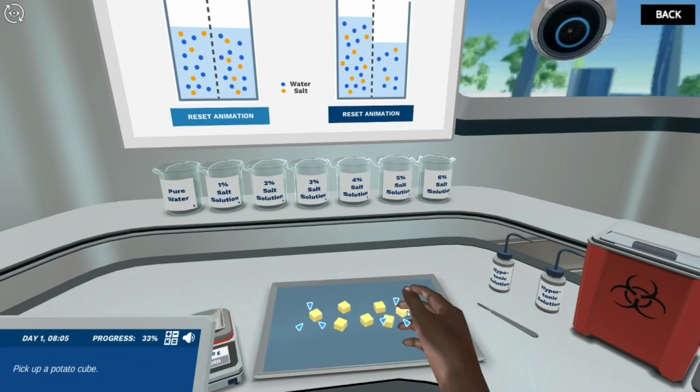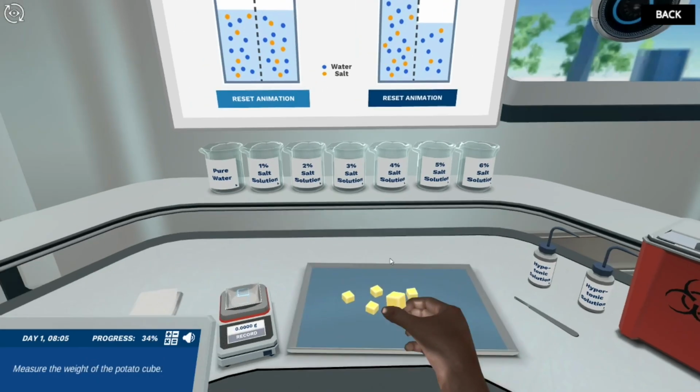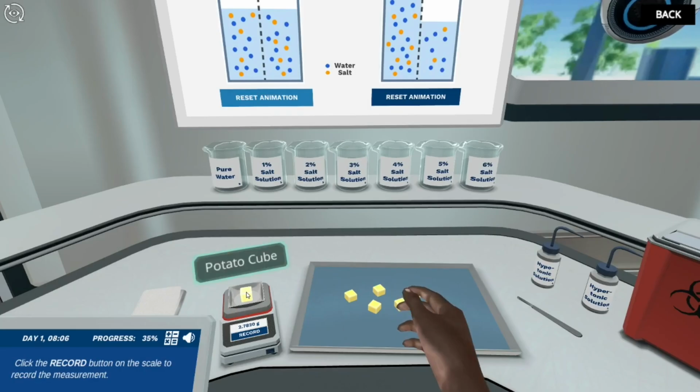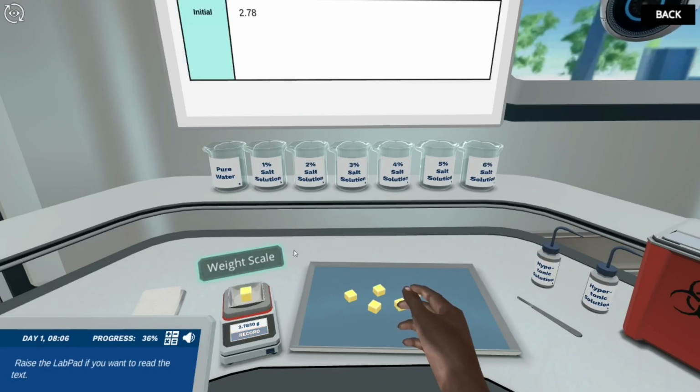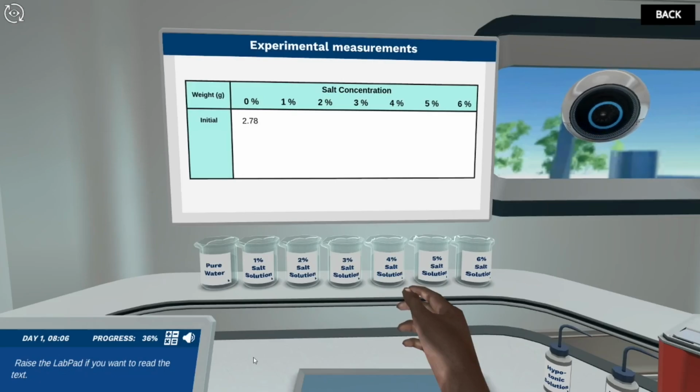Pick up a potato cube. Measure the weight of the potato cube. Click the record button on the scale to record the measurement. Great! You made your first measurement of 2.78 grams and recorded it in the table on the screen. Click on the measurement on the wall screen.